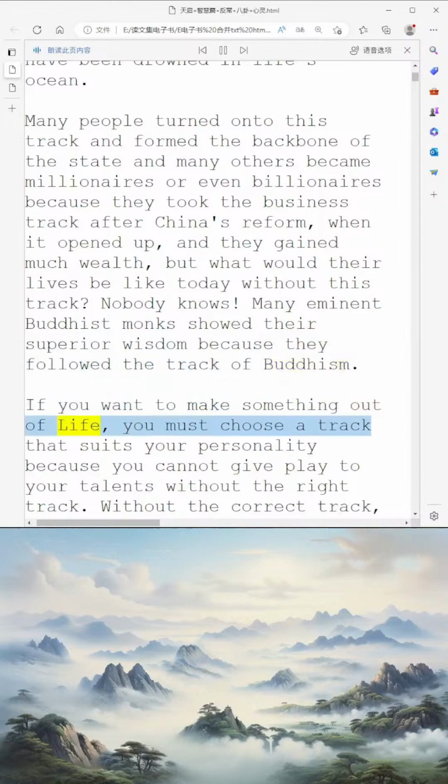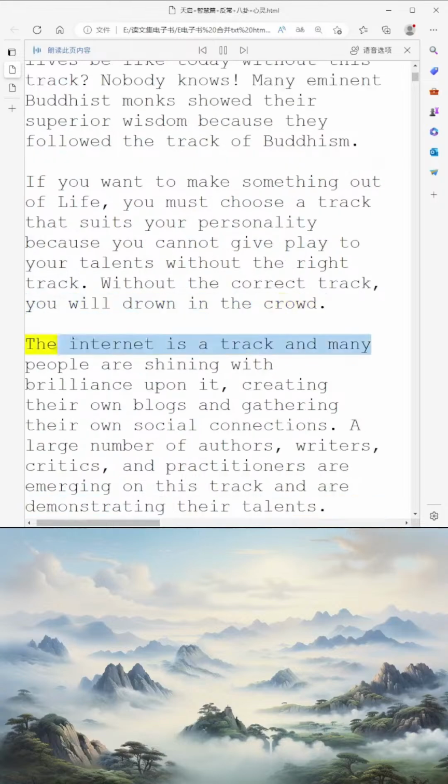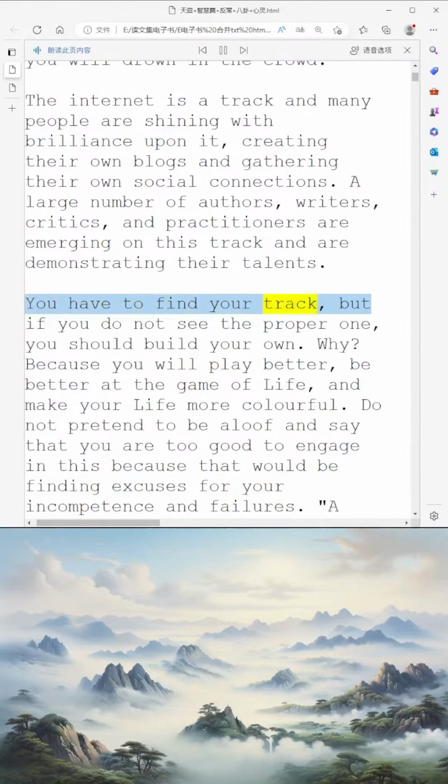If you want to make something out of life, you must choose a track that suits your personality, because you cannot give play to your talents without the right track. Without the correct track, you will drown in the crowd. The internet is a track, and many people are shining with brilliance upon it, creating their own blogs and gathering their own social connections. A large number of authors, writers, critics, and practitioners are emerging on this track and are demonstrating their talents. You have to find your track, but if you do not see the proper one, you should build your own.